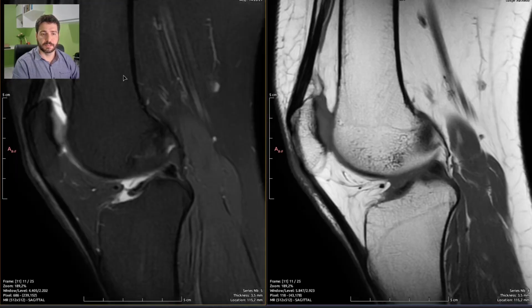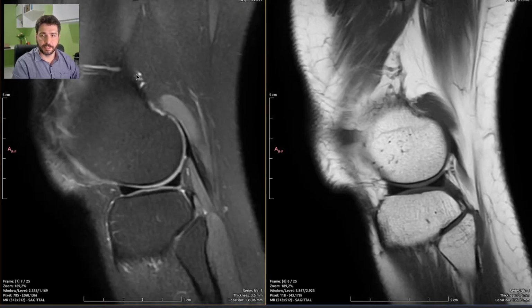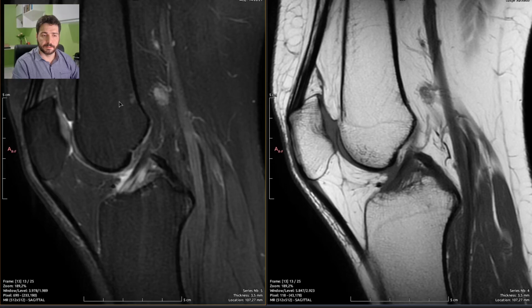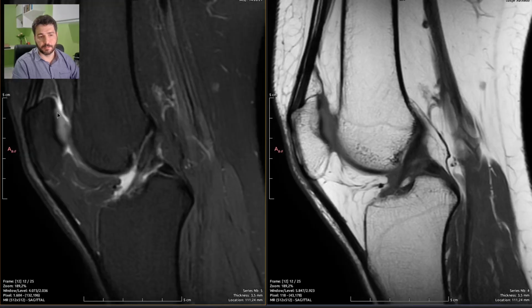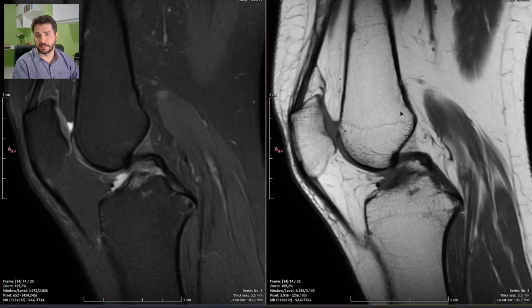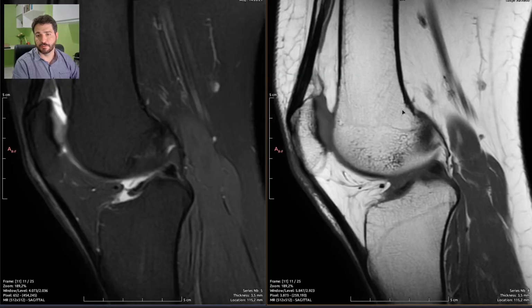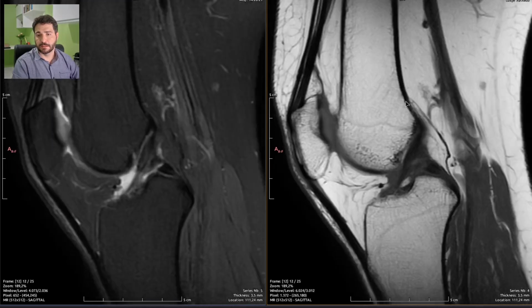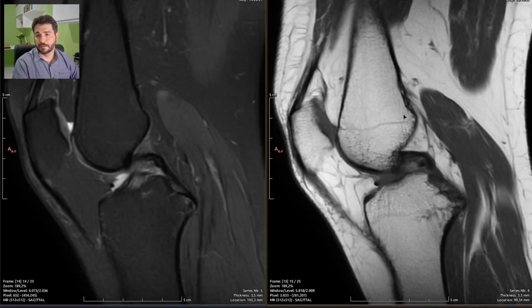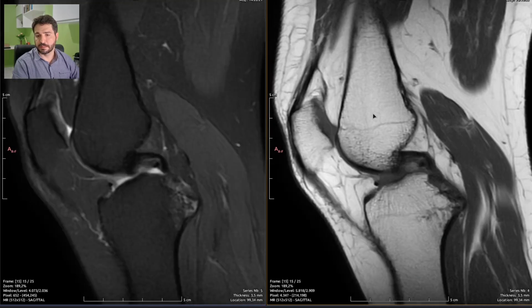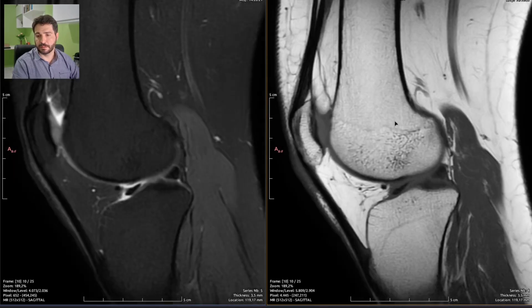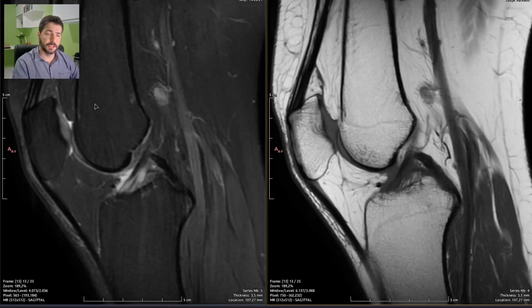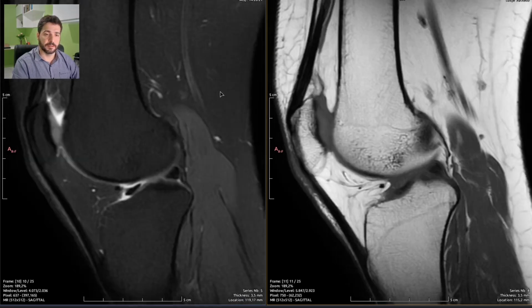Let's look. This is a T2 weighted image with fat saturation. This is a sequence where liquid is bright. This is a T1 sagittal sequence, a sequence where liquid is dark. This is best for morphology, and this is best for pathology.